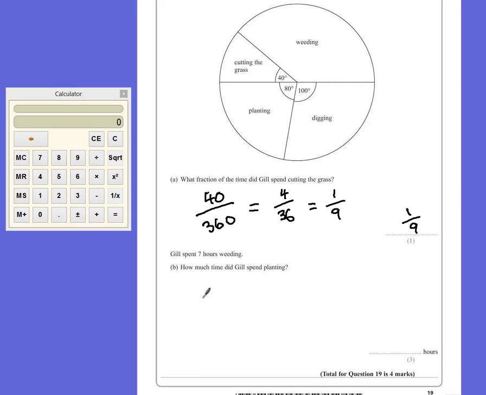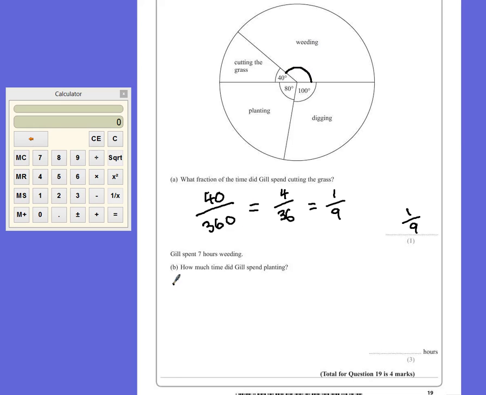Now it says, Jill spent 7 hours weeding. How much time did Jill spend planting? Now this is a 3-mark question because some of the information we need is missing. Now we've already said that all the angles should add up to 360, so we should be able to work out what angle weeding is.